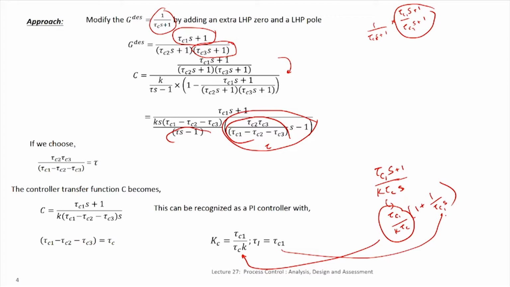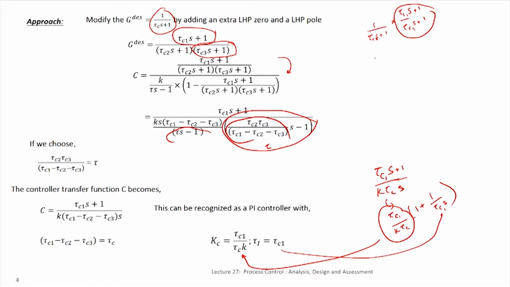So what happens now is remarkably, when we temper our expectations for G desired by going away from what we would like to have, which is this form of 1 over tau Cs plus 1, by adding a pole and a zero to the G desired, and then as I said before, you can control how far away from this G desired you are going by manipulating these tau C1 and tau C3 values.